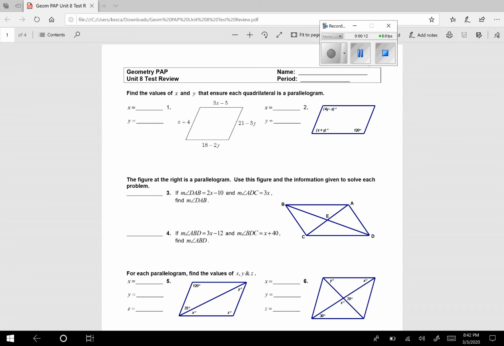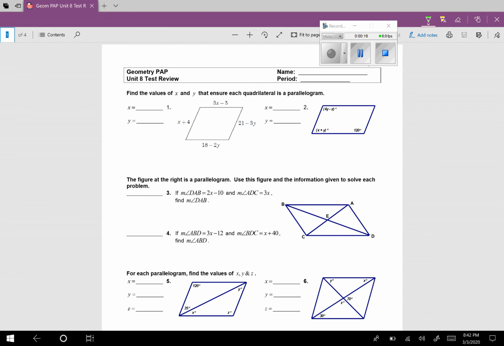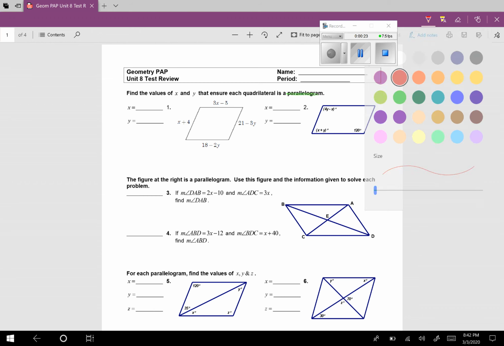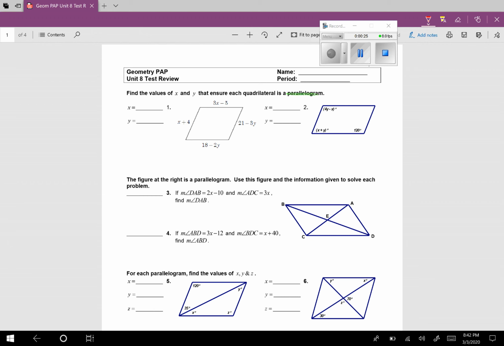So the first one here, it says find the values of x and y to ensure that each quadrilateral is a parallelogram. Okay, so a parallelogram here. Parallelogram, your opposite sides have to be congruent. So we have 3x minus 5 is equal to 18 minus 2y. And x plus 4 is equal to 21 minus 3y.